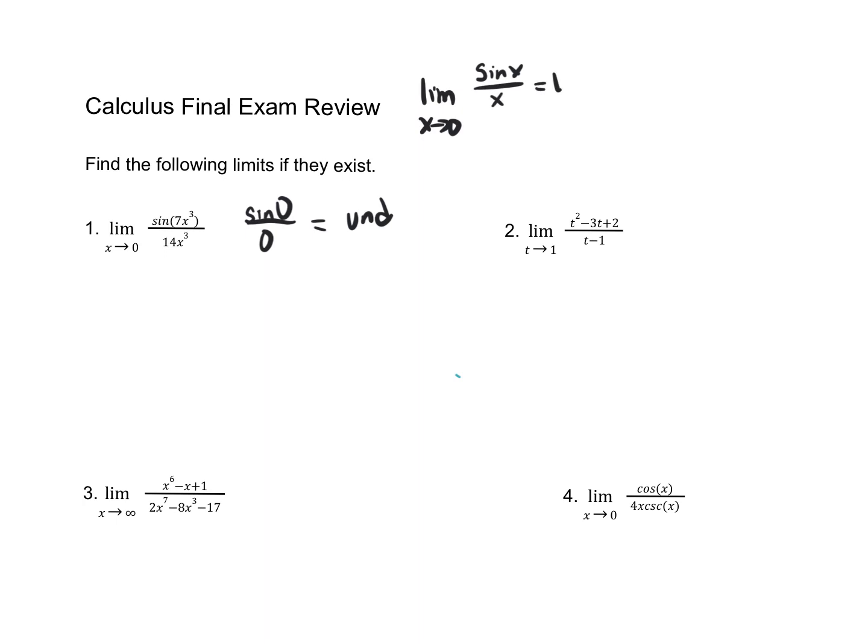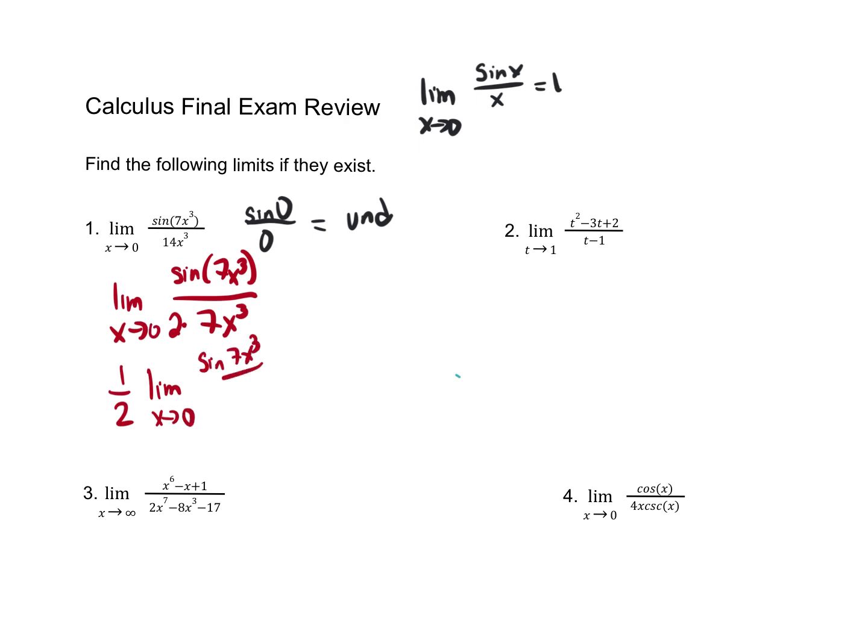Now in this case, we don't necessarily have that. We have sine 7x cubed on the top. So if we want this limit to go to 1, then we need 7x cubed on the bottom. Which is fine, you can write that, but that's not what we have in our problem. We have 14x cubed. Well, we know that 2 times 7x cubed will give us the 14x cubed. So this is simply just 1/2 times the limit as x approaches 0 of sine of 7x cubed over 7x cubed. So that's just 1/2 times 1, which is just 1/2.